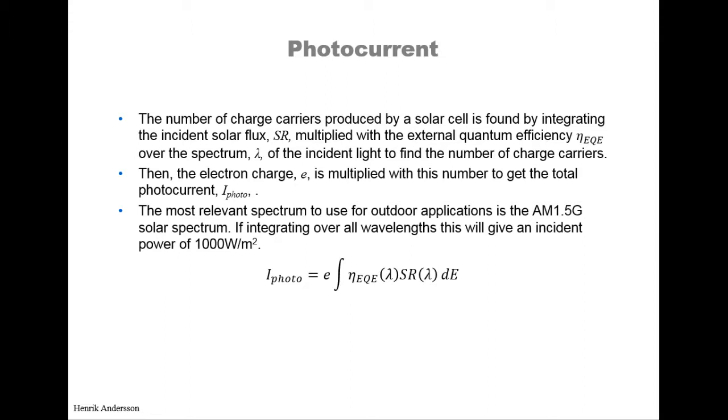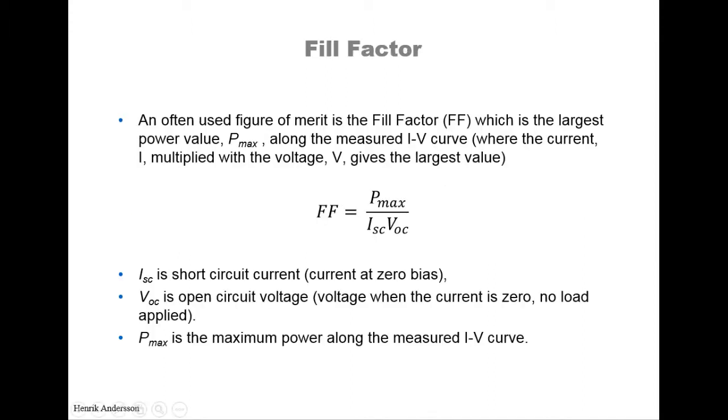And the most relevant spectrum to use for outdoor applications is the AM 1.5G solar spectrum. If integrating over all wavelengths, this will give an incident power of 1000 watts per square meter. The fill factor. An often used figure of merit is the fill factor, which is the largest power value along the measured IV curve, where the current I multiplied with the voltage V gives the largest value.